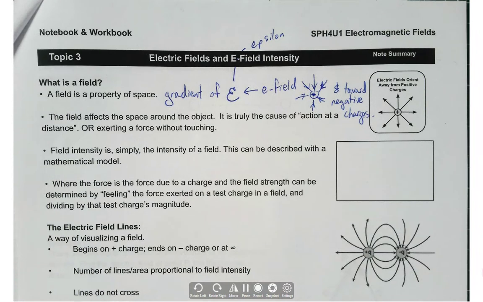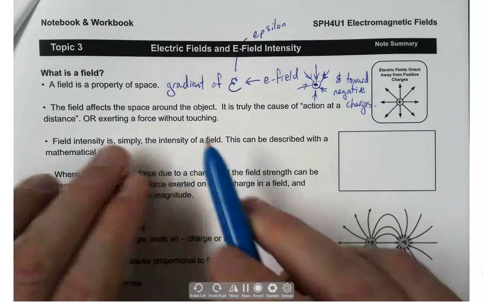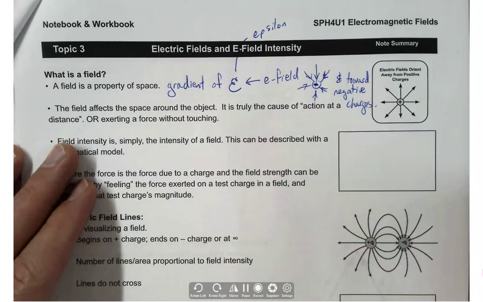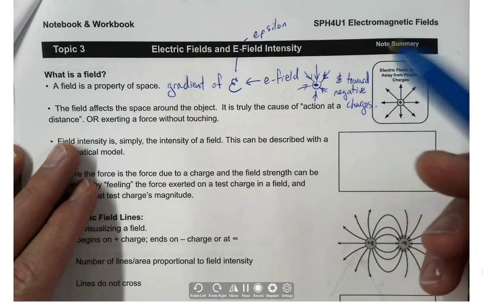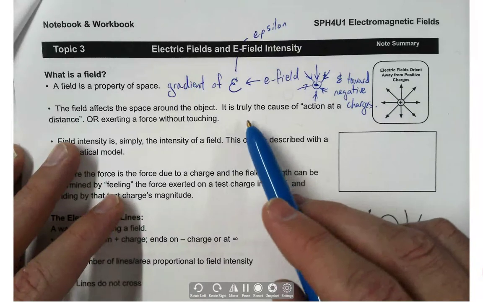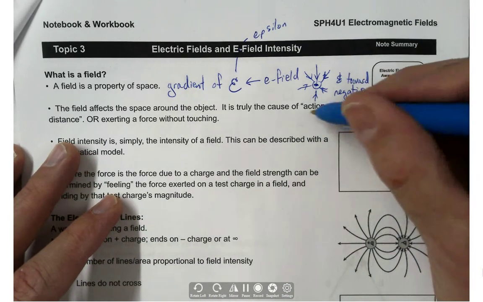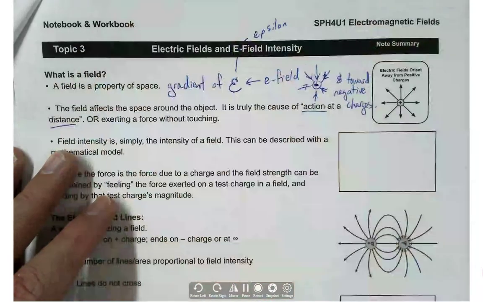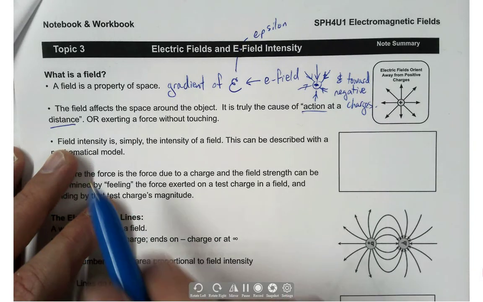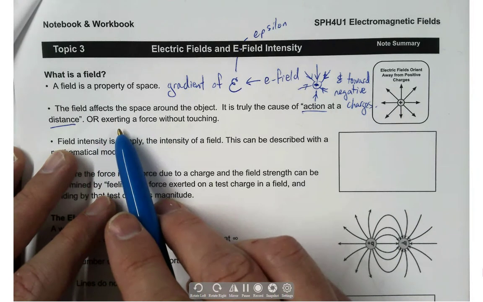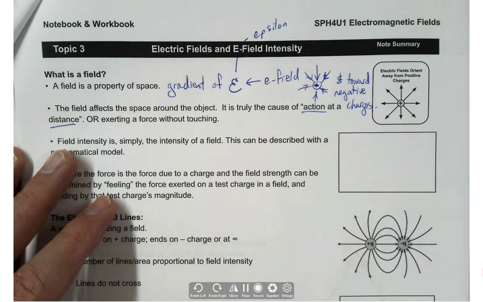The next bullet that I have here is the field affects the space around the objects. Now, we know that gravity affects the space around an object, and that if you put a mass in a gravitational field, it will be affected. But what we really have here is similar to gravity, but it's a different fundamental force. It's an action at a distance. Now, the word action at a distance shows up in lots of places, whether it's textbooks or curriculums. But the idea of action at a distance is when you can exert a force on something without touching. So gravity is a good example of that, but electric field force is another example of that.